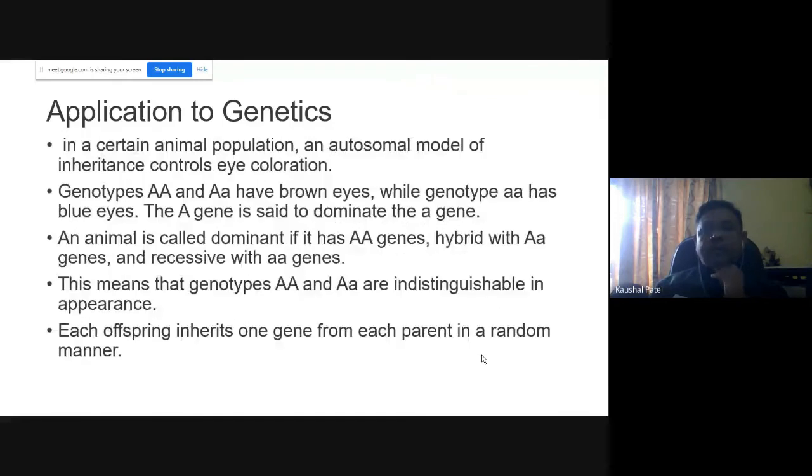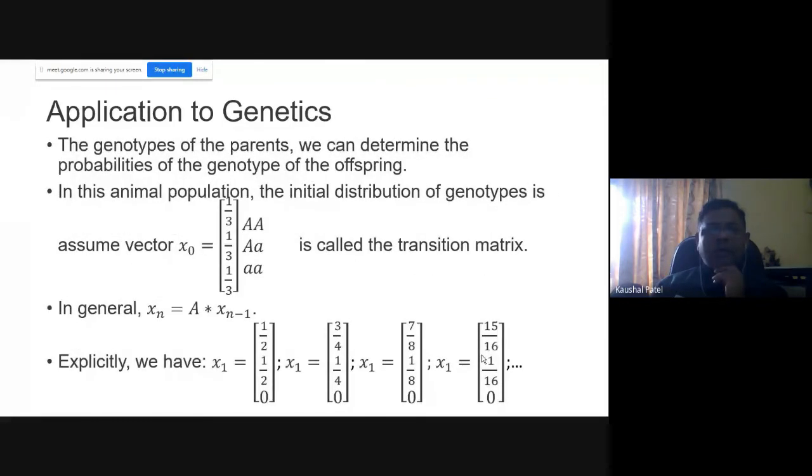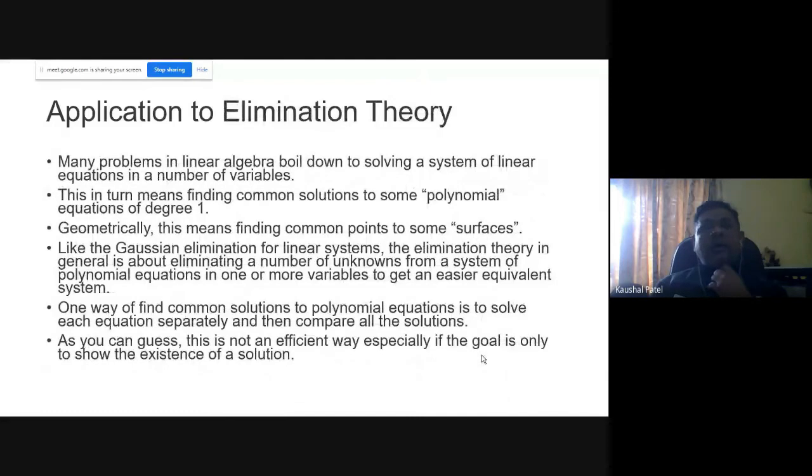Okay, suppose I just now follow this genetics application. This is the last application that I follow. It is elimination theory. Generally, whenever we have applications, for elimination we generally use the Gauss elimination method and the Gauss Jacobi method to solve any problems. But is there any other elimination theory to find the solution of particular problems? Here we can have many problems in linear algebra that involve a system of linear equations.